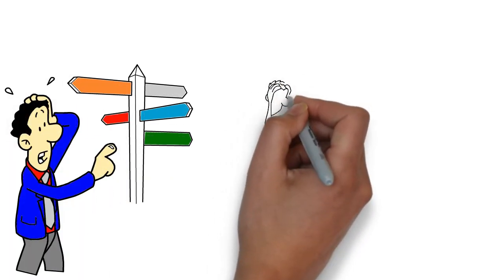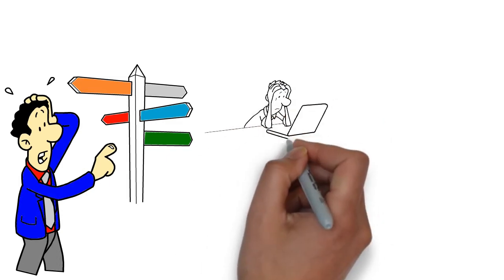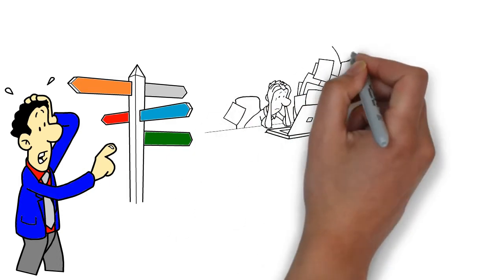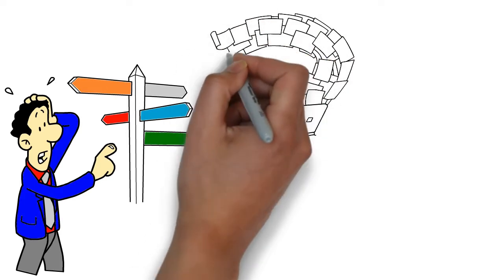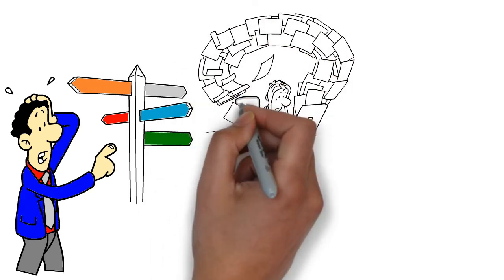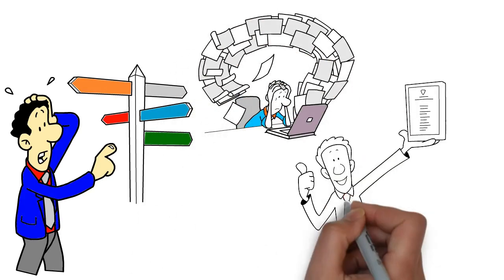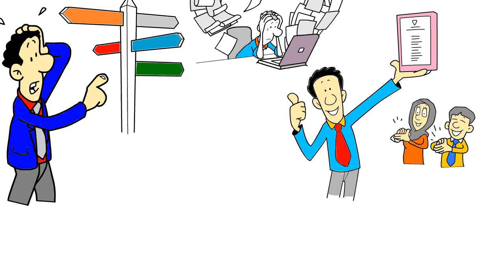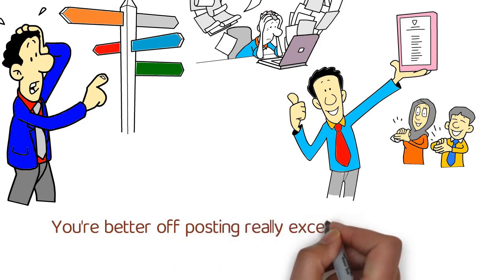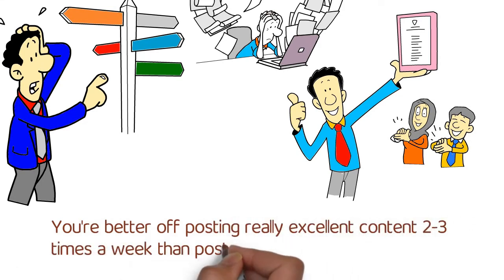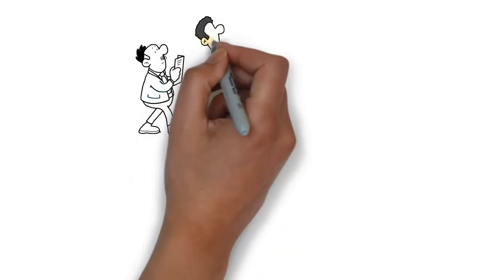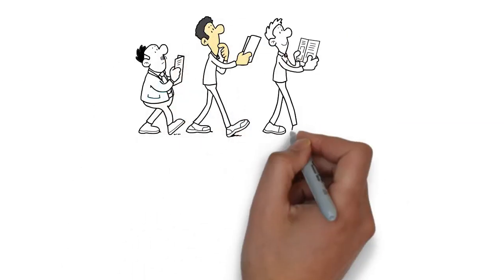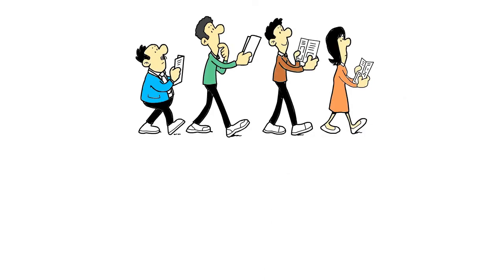They think they absolutely must post every single day, so they create a lot of worthless content that isn't going to interest their audience or make a difference in their marketing campaign. Remember that the quality is more important than the quantity. You're better off posting really excellent content 2 to 3 times a week than posting bad content every day. For people wanting to follow a precise schedule, here are some guidelines you can use to help you figure out how often you should post.